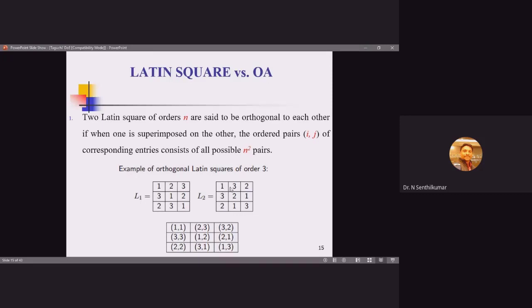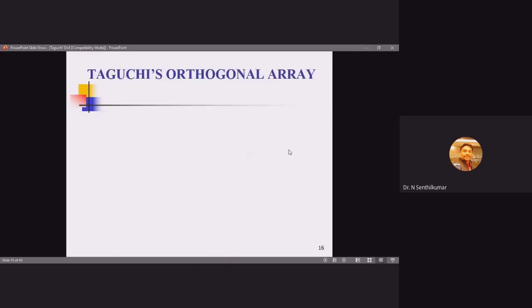Right? So now here also we are going to consider this. This is another Latin square. Now I am going to superimpose. So the first row becomes 1, 1, 2, 3, 3, 2. So 3, 3, 1, 2. So this is a Latin square, right? So 2 Latin squares are being superimposed on one another, right? So that n square pairs are being formulated.